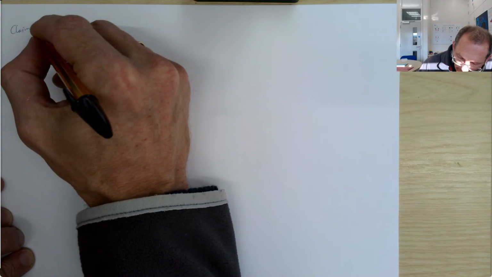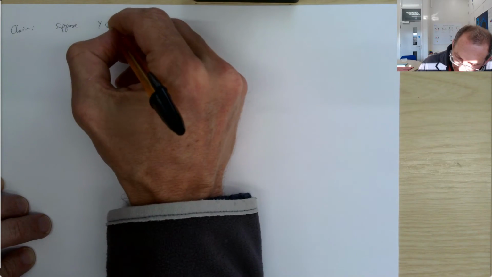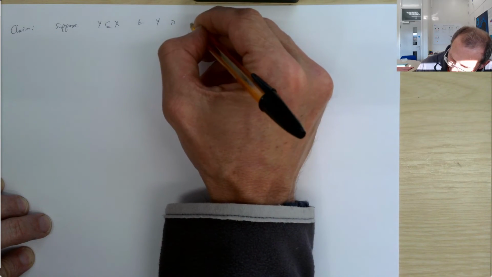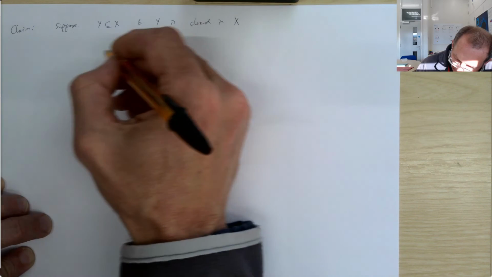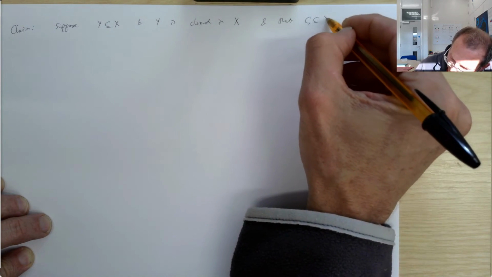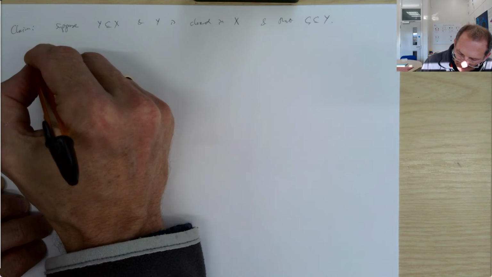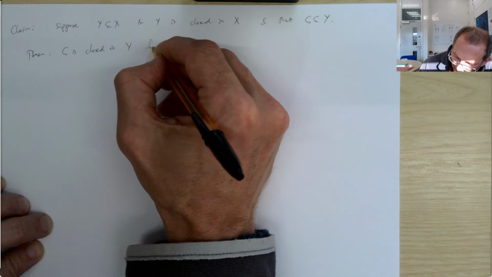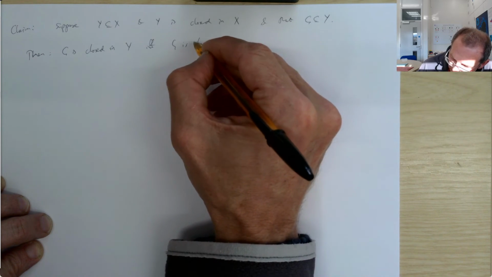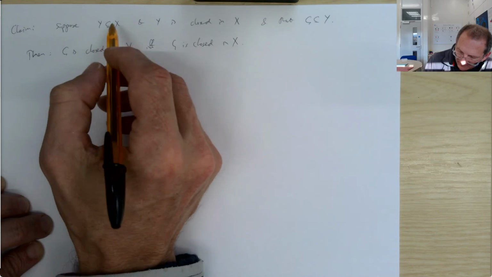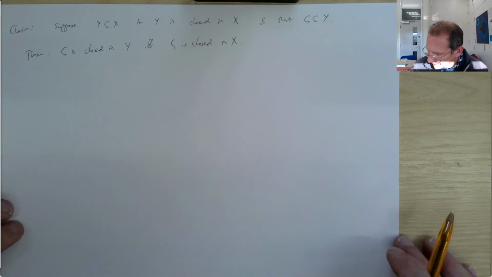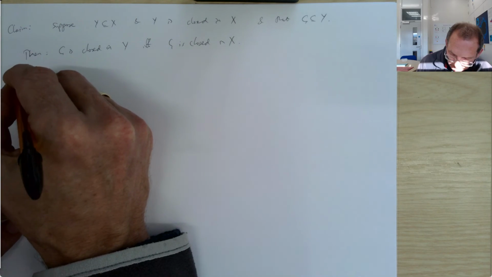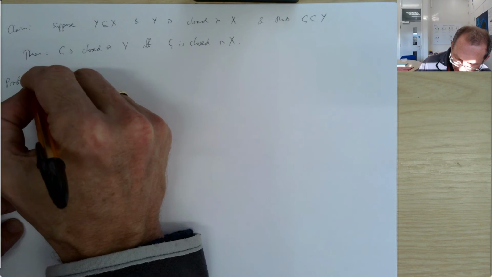And another claim of similar type: suppose that Y is closed in X, and that G is a subset of Y. Then I want to claim G is closed in Y if and only if G is closed in X. Of course, here we're strongly using this particular assumption that Y itself is closed in X. And the proof is basically similar to what we had before. Well, it's just one half of it maybe.